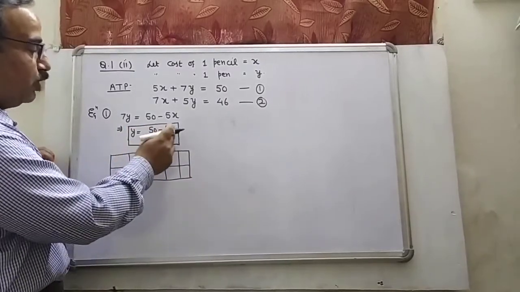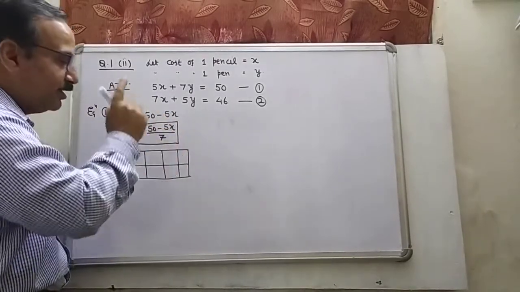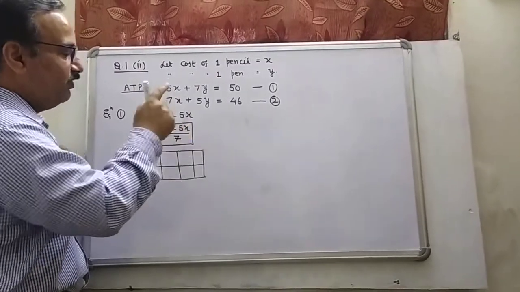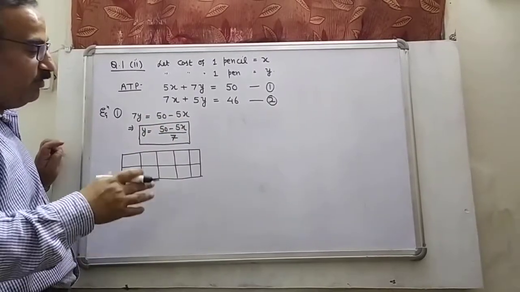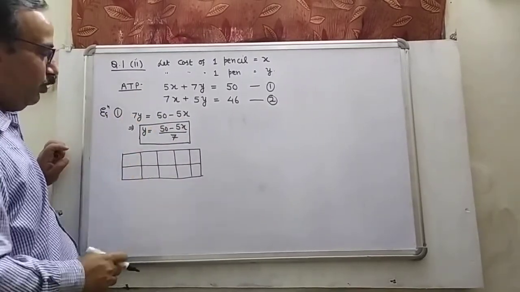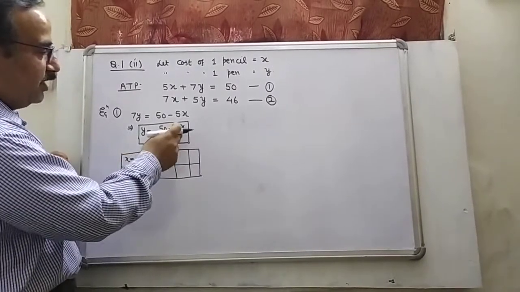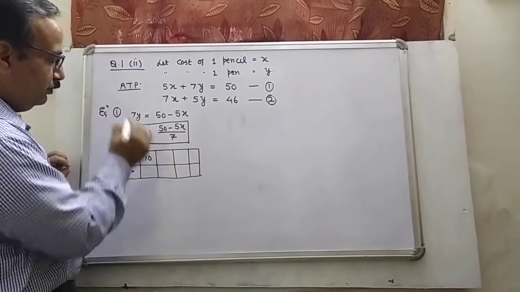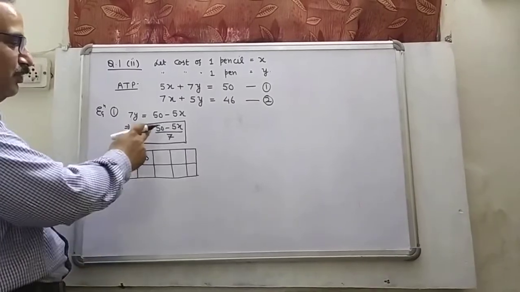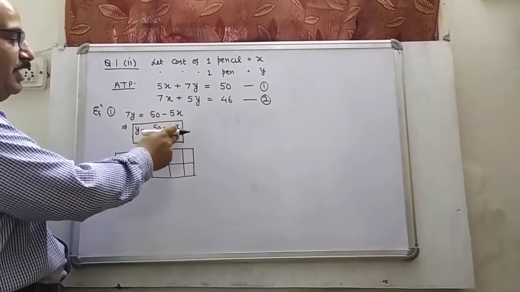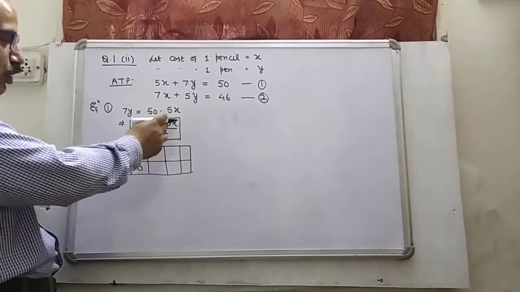First we will take x is equal to, yes, you have to take care. Choose the value of x if possible in such a manner so that 50 minus 5x becomes a multiple of 7. Then that problem will be easier to solve. Let me see how. First I'll take x is equal to 10. I'm taking x is equal to 10. Then what will be the value of y? 50 minus 5 into 10, that is 50 upon 7, 0, because 0 upon 7 is 0.